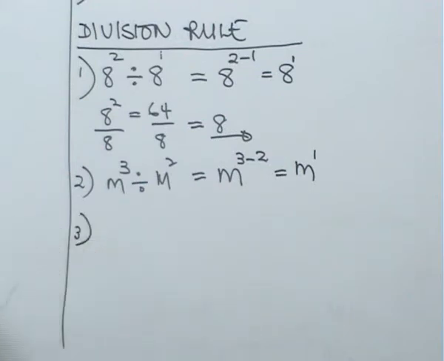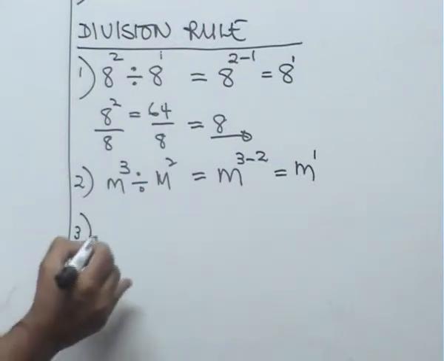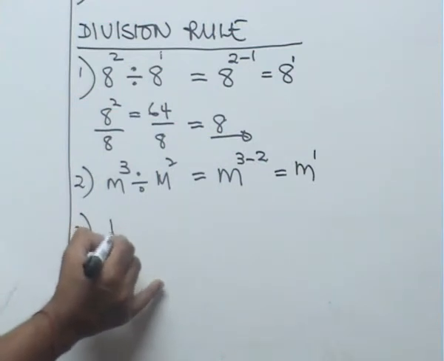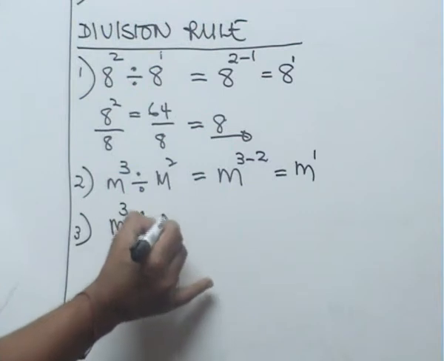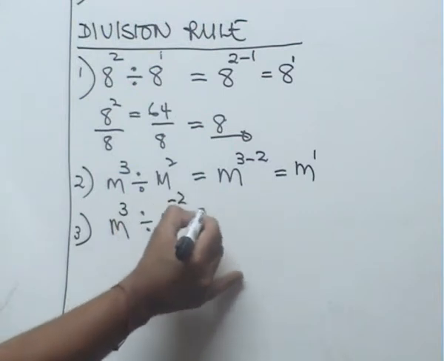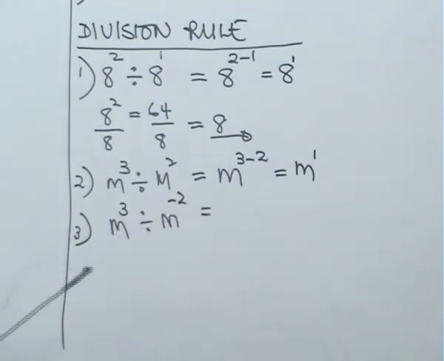Number 3. Now here's a famous catch. m cubed divided by m to the minus 2. Now you've got to be very careful with an example like this.